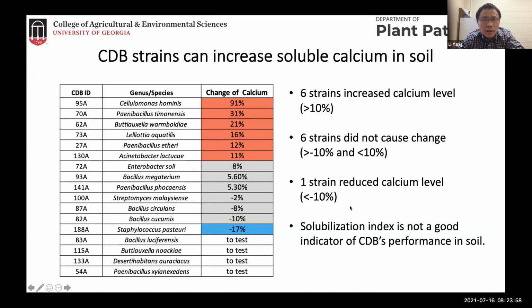And we also find that although we assign a solubilization index to each individual strain for their ability to dissolve calcite on plate, the solubilization index actually is not a good indicator of their ability in soil. In other words, a high increase of calcium in soil does not associate with a high solubilization index in plate.